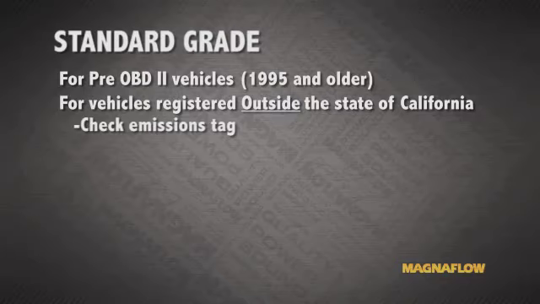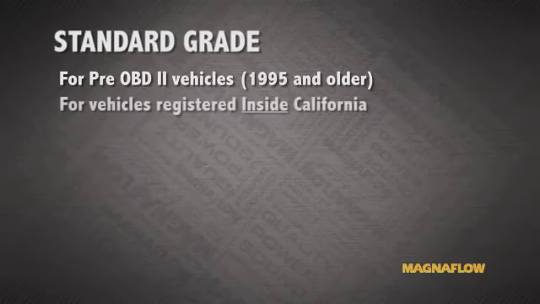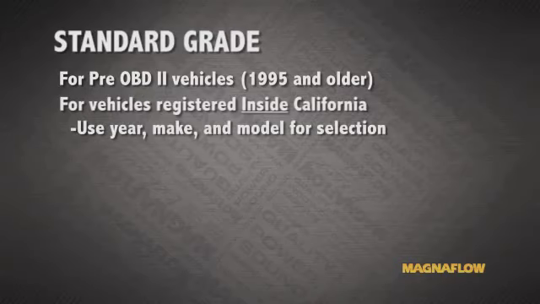On the emissions tag, we'll need to determine what type of converter is on the vehicle. This can be a two-way, three-way, or three-way plus air. In addition to that information, we can also find the engine size as well as the gross vehicle weight. Once we have all that, we can use one of our reference tools and select the right converter. For pre-OBD2 vehicles registered and operated in the state of California, selecting the converter is done by application, by year, make, and model of that vehicle.